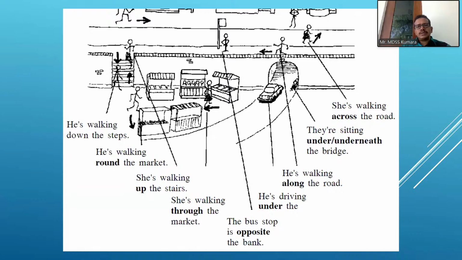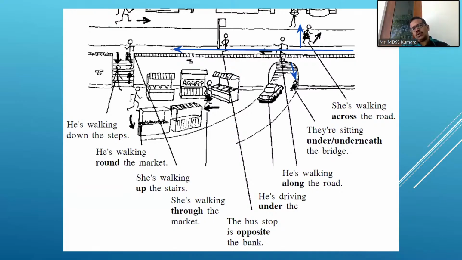Here is the next part of the diagram. She's walking across the road. So this girl is walking across the road. They are sitting under the bridge or underneath the bridge. Maybe there are some loiterers or beggars, like people do not normally sit under bridges. Under or underneath. He is walking along the road. So this man is walking along the road.